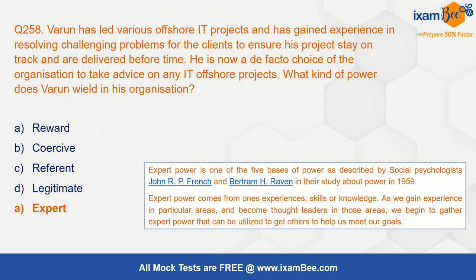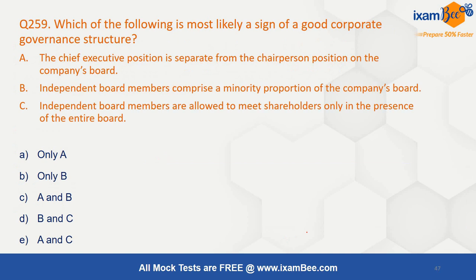This is a very simple question actually. He has become the expert on the offshore project. So that's why he has gained this expert power. It is one of the 5 bases of power as described by social psychologists French and Raven in their study about power in 1959. Expert power comes from one's experience, skill or knowledge. As we gain experience in a particular area, we become thought leaders in those areas. We begin to gather expert power that can be utilized to get others to help us or meet our goals.